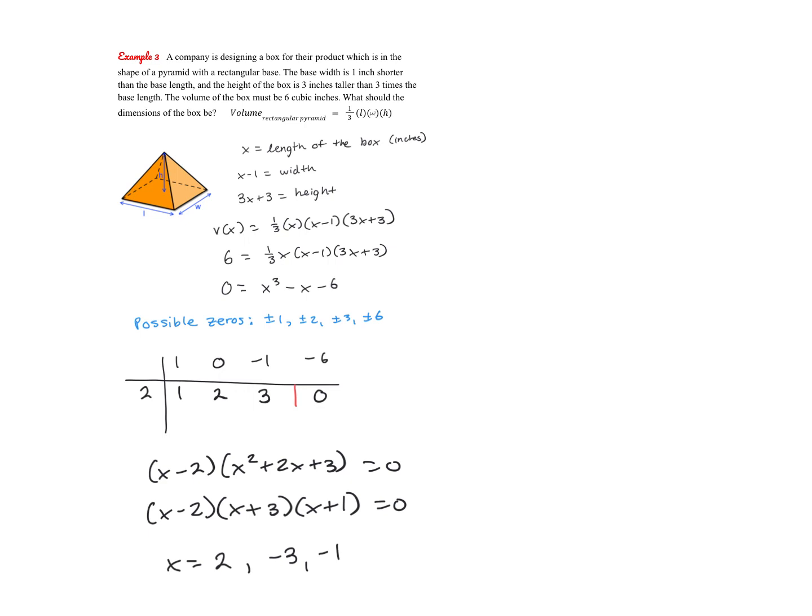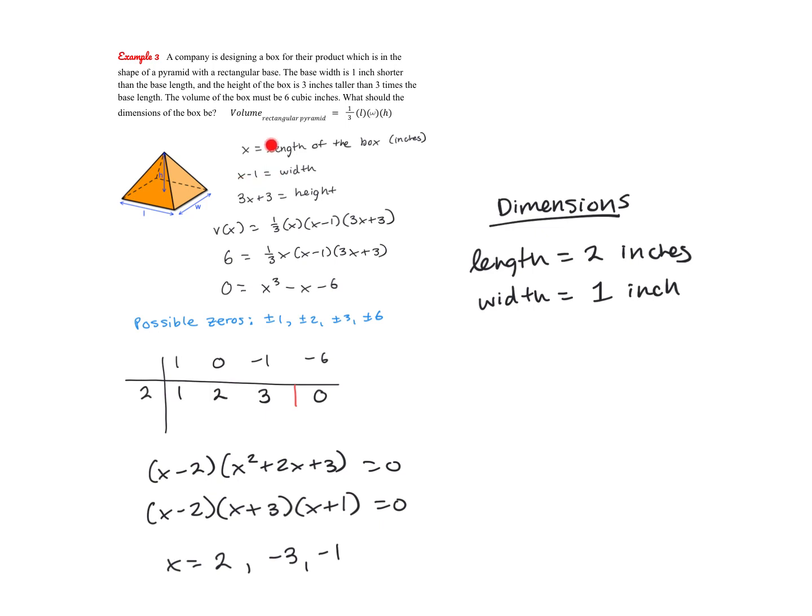So when it asks what are the dimensions of our box, we need to look back to how we defined each of our dimensions. So that means that the length of our box is 2 inches. The width of our box is going to be 1 inch because it's going to be 1 less than the length. And then the height of our box should be 9 inches, which is double the length plus 3. And here is our answer.